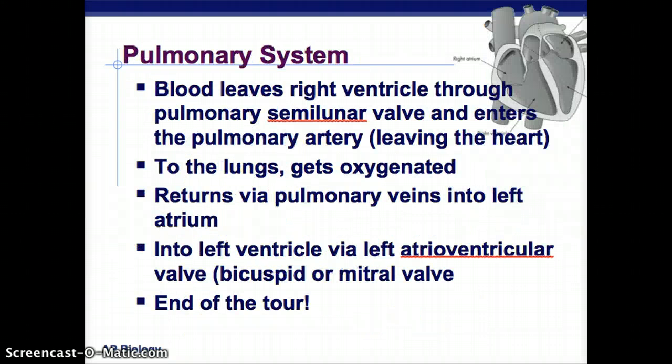Alright, in pulmonary systems, blood leaves the right ventricle through the pulmonary semilunar valve and enters the pulmonary artery, leaving the heart, and it goes off to the lungs. It gets oxygenated and returns via the pulmonary veins into the left atrium. Then it goes into the left ventricle via the left atrioventricular valve, also the bicuspid or mitral valve. And that's the end of our tour. We've gone our whole circle throughout the body with the blood.